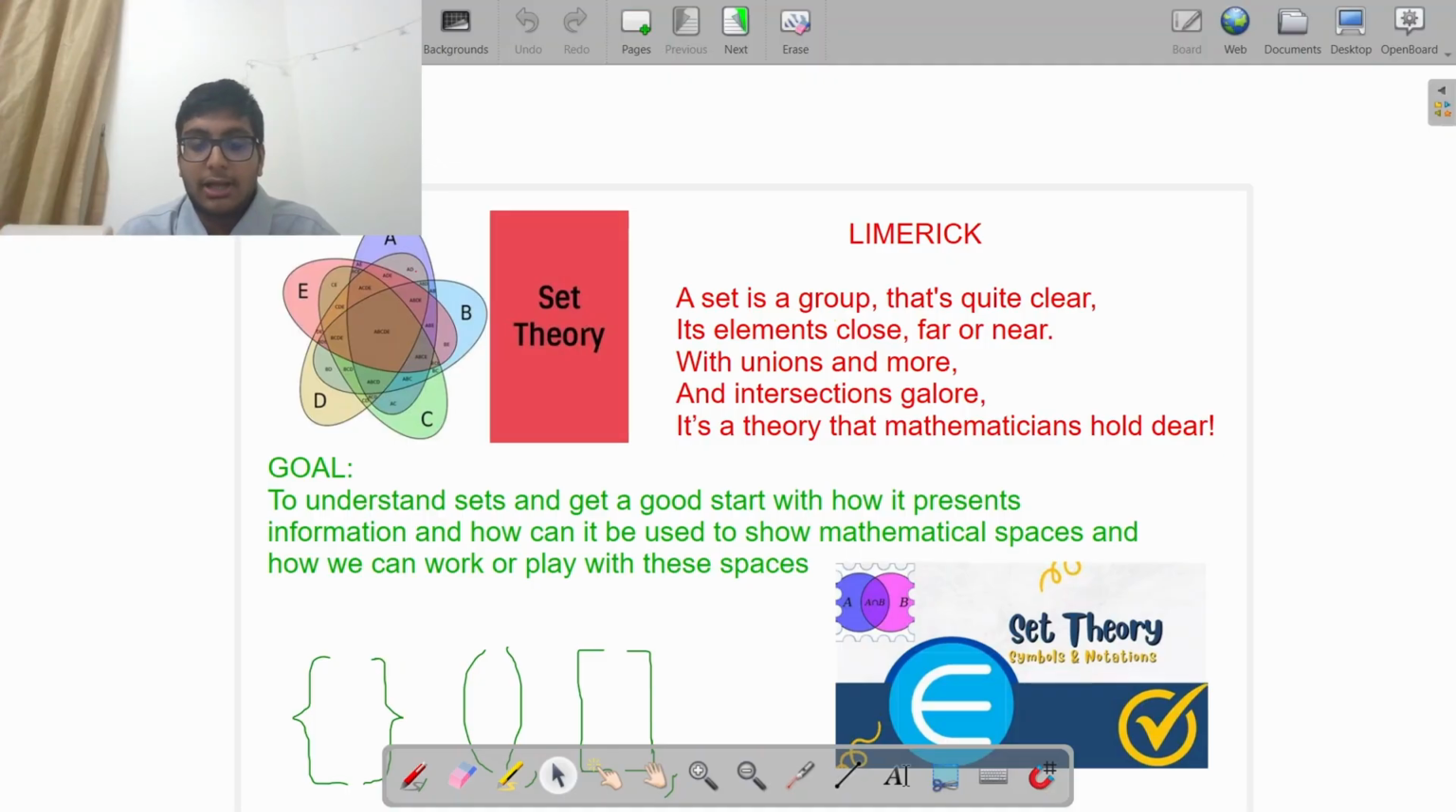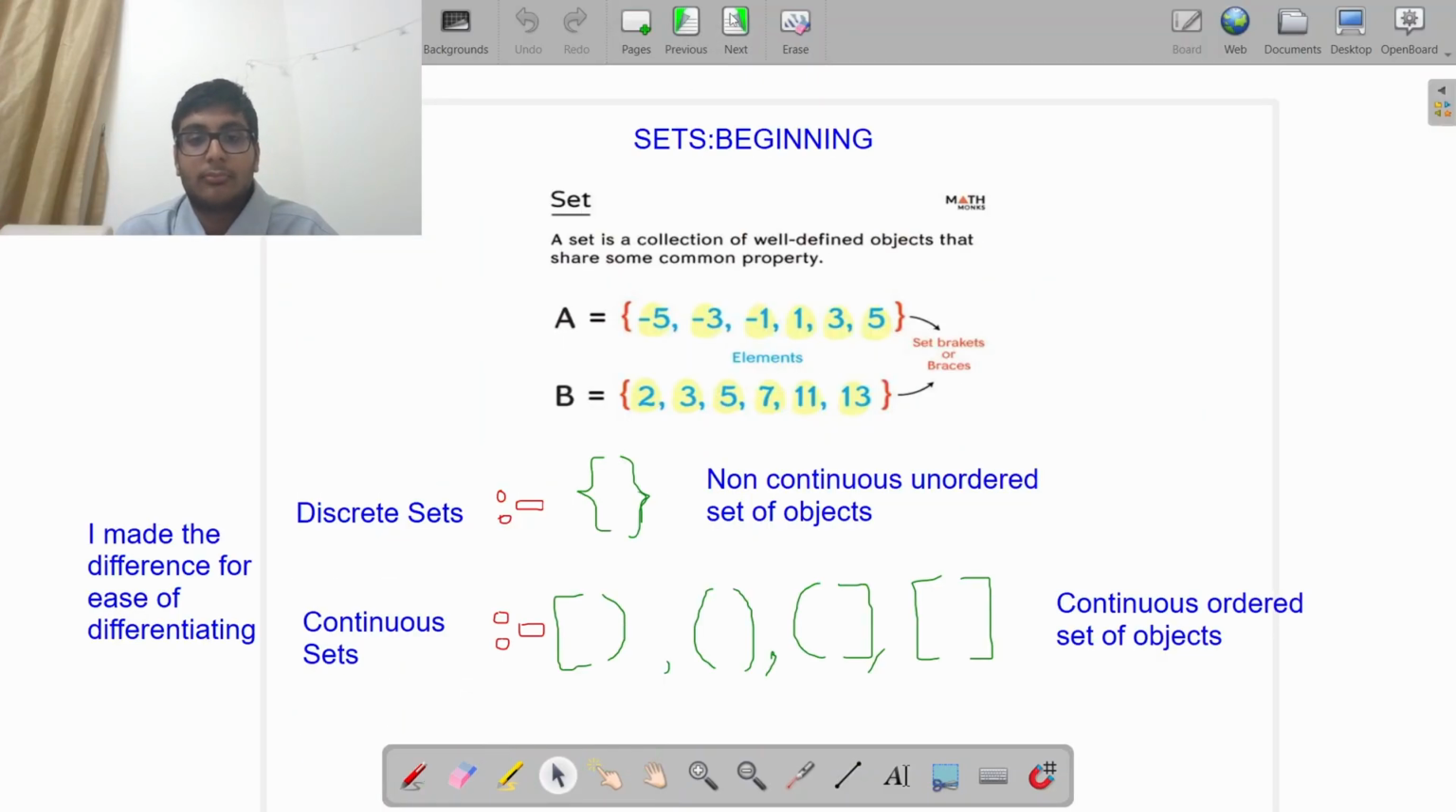This limerick is actually pretty rhythmic, but it has a lot of deeper meaning in it. And I will be teaching you what this limerick actually means, and you'll get a much deeper understanding of what unions and intersections are and why mathematicians hold it dear. Let's start with the beginning, shall we?